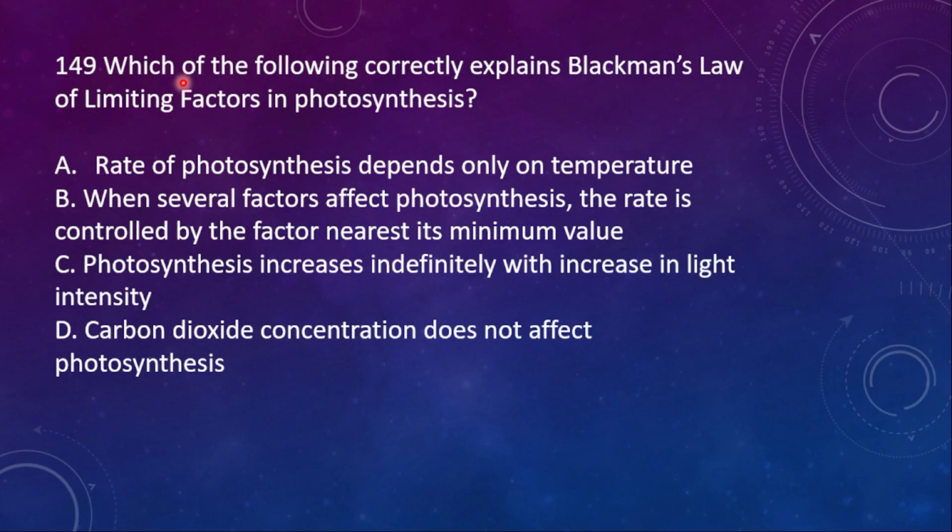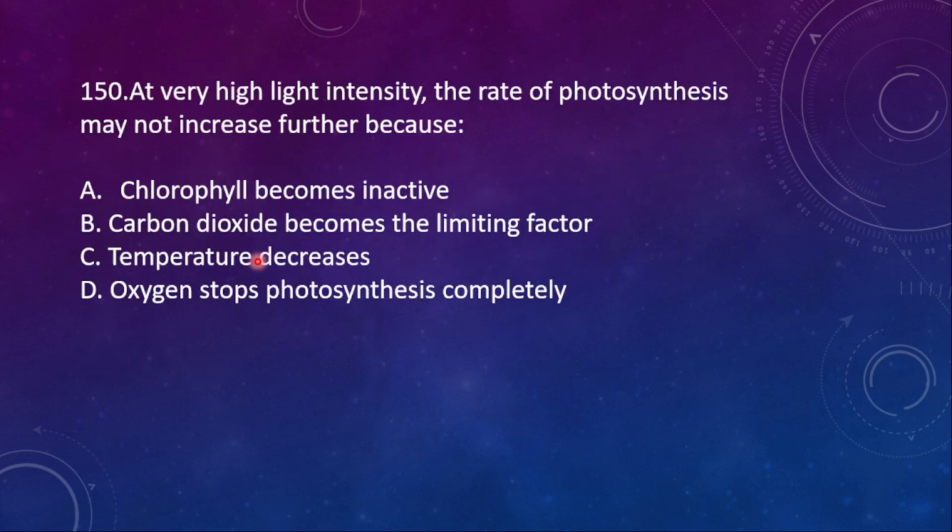Question number 149. Which of the following correctly explains Blackman's law of limiting factor in photosynthesis? A. Rate of photosynthesis depends only on temperature. B. When several factors affect photosynthesis, the rate is controlled by the factor nearest its minimum value. C. Photosynthesis increases indefinitely with increase in light intensity. D. Carbon dioxide concentration doesn't affect photosynthesis. Here A, C and D are wrong and B is right.